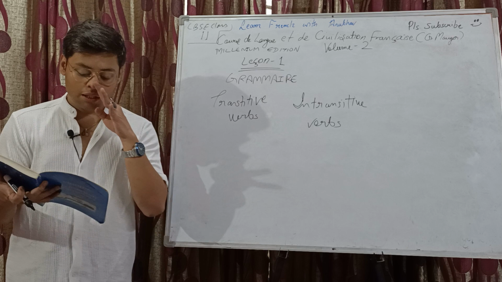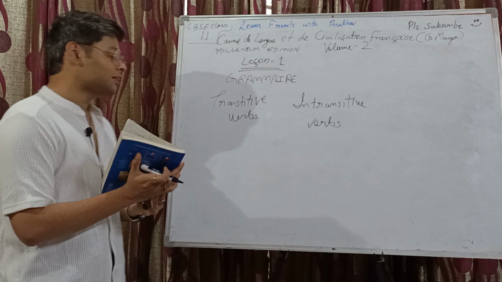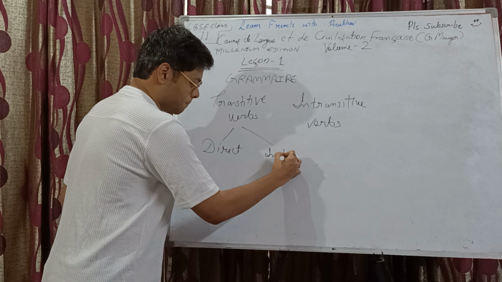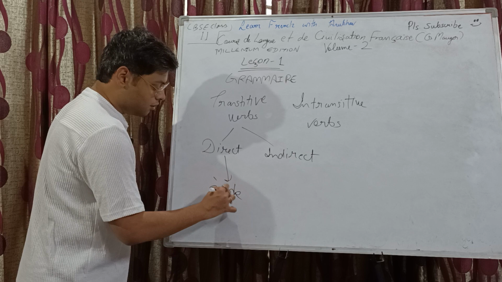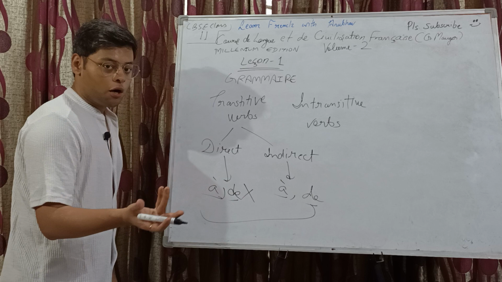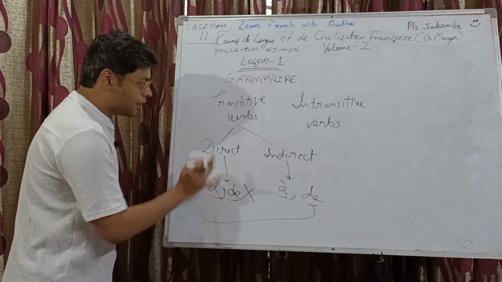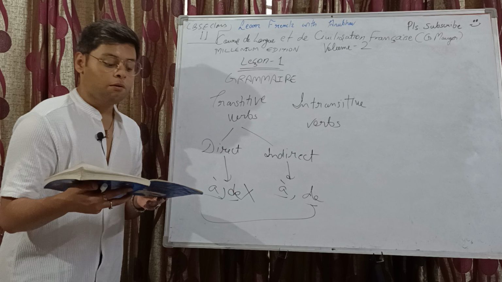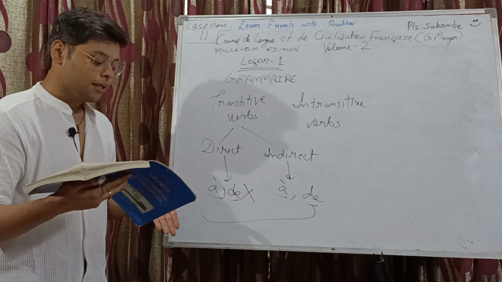Now, verbe transitif direct et verbe transitif indirect. Now, transitive can be further divided into direct and indirect. The concept is very easy. Before direct, there won't be any à or de. And before indirect, there has to be à or de. Basically, what do these mean? À means to, sometimes it means in as well. De means of or from. So, these things are present in indirect transitive, but are not present in direct transitive. Okay. For example, the initial example, Monsieur Vincent quitte Paris, it didn't have any à or de. So, it's what? Direct transitive.